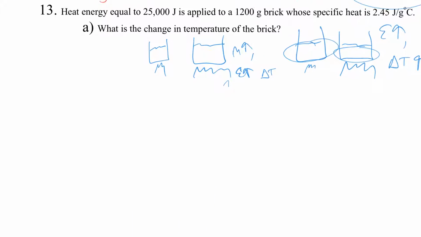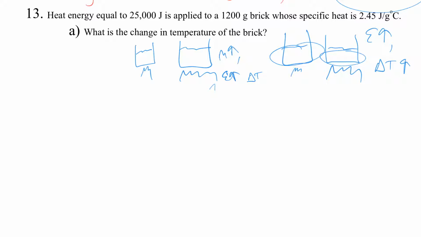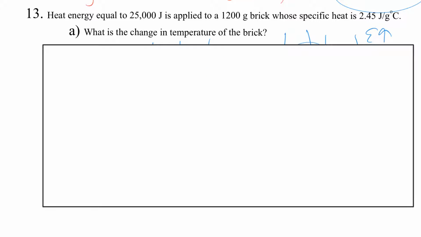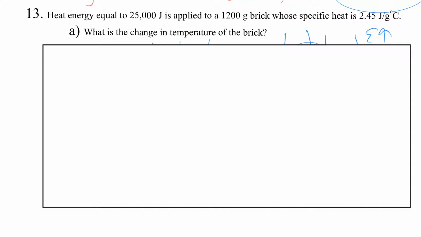And the last problem. Let me just clear out some space here. Okay, so this says heat energy equivalent to 25,000 joules is applied to a 1,200 gram brick whose specific heat is 2.54 joules per gram degree Celsius. What is the change in temperature of the brick?